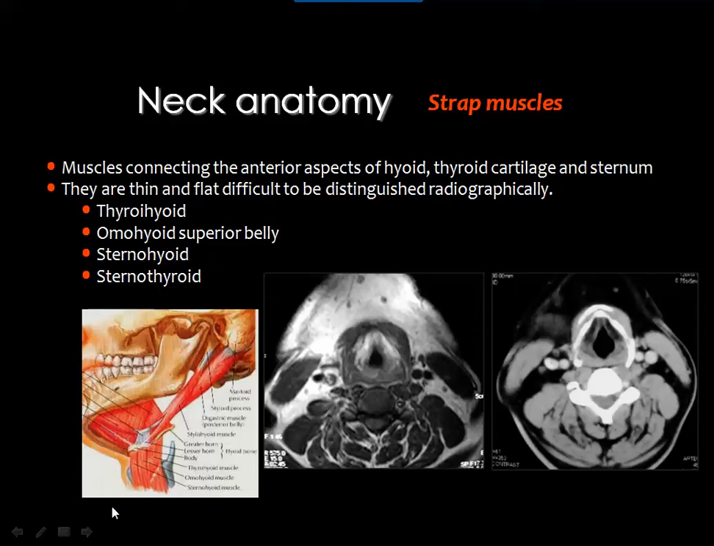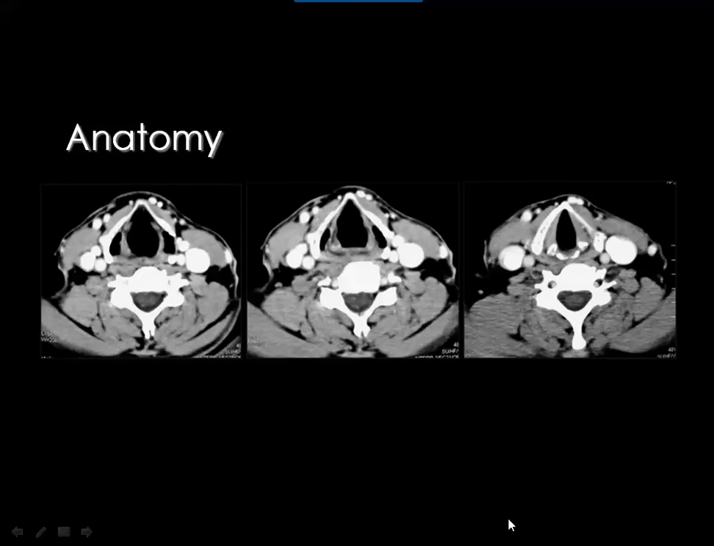You don't need to know the names of these muscles, but just know that these muscles collectively are known as the strap muscles. Then following the aryepiglottic fold, this is the piriform sinus or piriform fossa, and you go down, this is the aryepiglottic fold, until you reach the arytenoid cartilage, and this is the cartilage at the base of the true vocal cord.